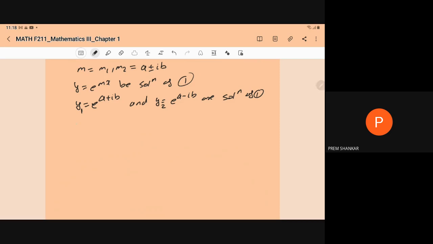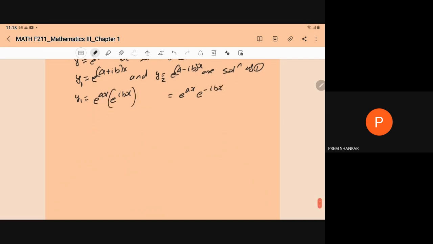So y1 can be written as e to power mx, so this can be written as e to power ax and e to power ibx. This can be written as e to power ax and e to power minus ibx. And what is the value of e to power ibx? Yes, anyone? What is the value of e to power ibx?